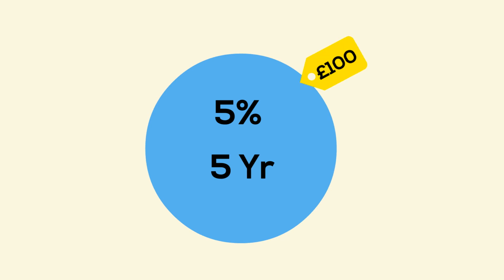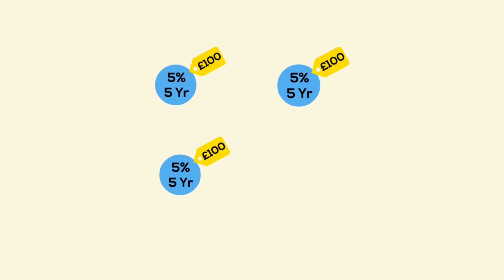Let's say the board decide that they will sell a bond that pays a 5% return to investors for a period of 5 years. As is the norm, each bond will cost £100 each. They decide to sell 4 of these bonds in order to raise £400.